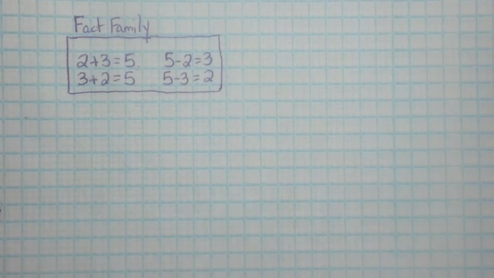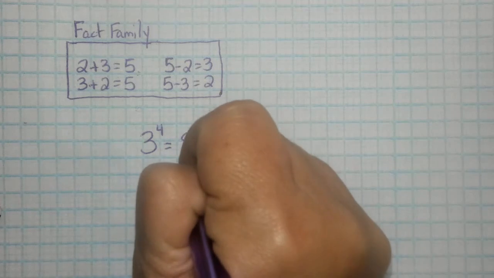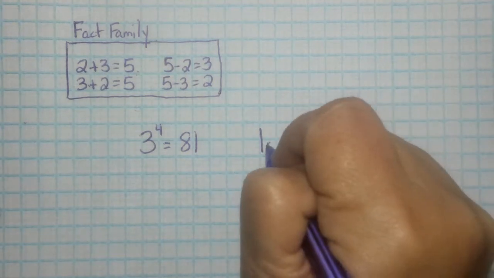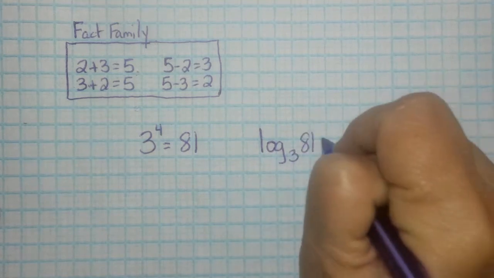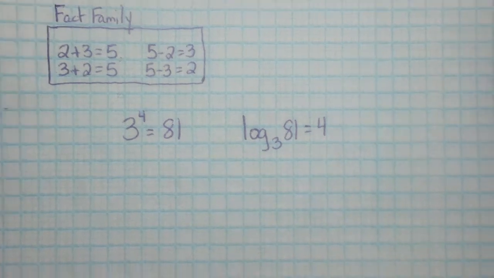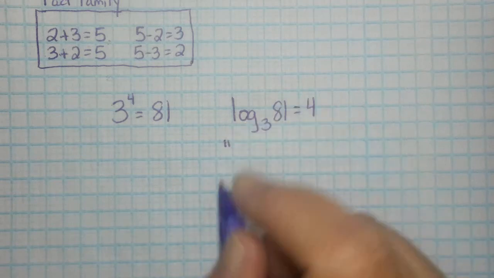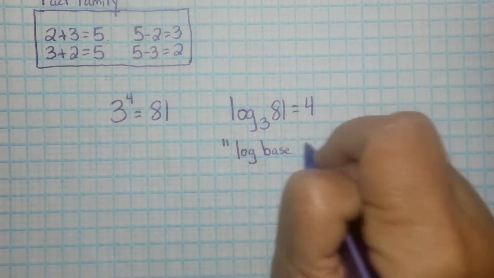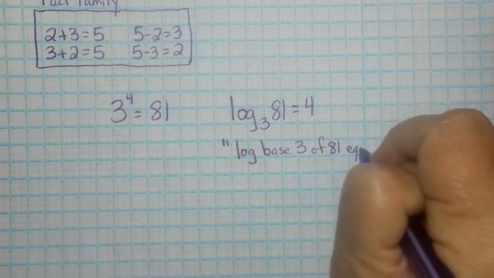So if I have the exponential function 3 to the 4th is equal to 81, that's an exponential sentence. The log sentence that goes with it says log base 3 of 81 is equal to 4. And the way that we read this, I'm going to put it in quotes because it's what you would say: we would say log base 3 of 81 equals 4.